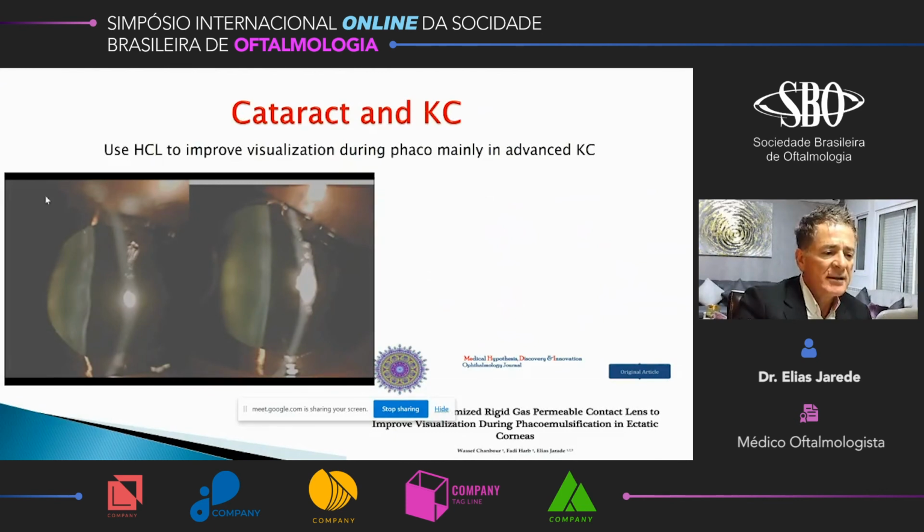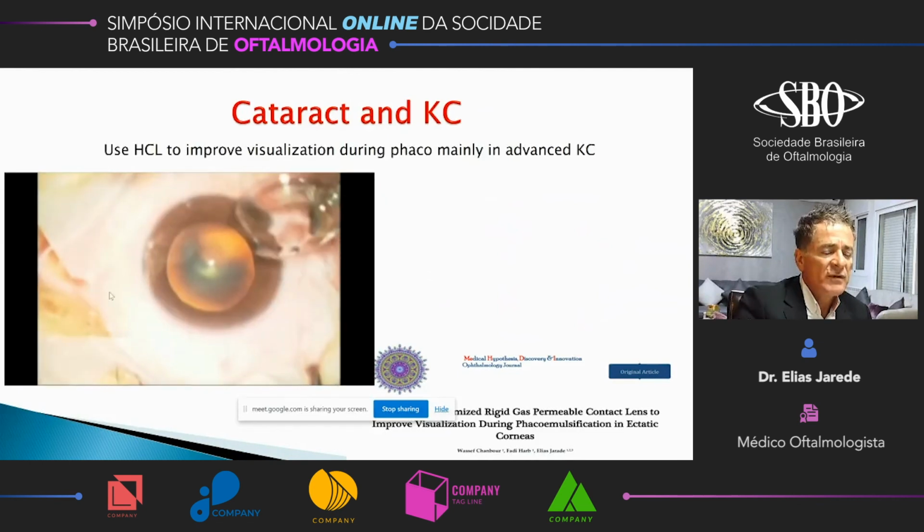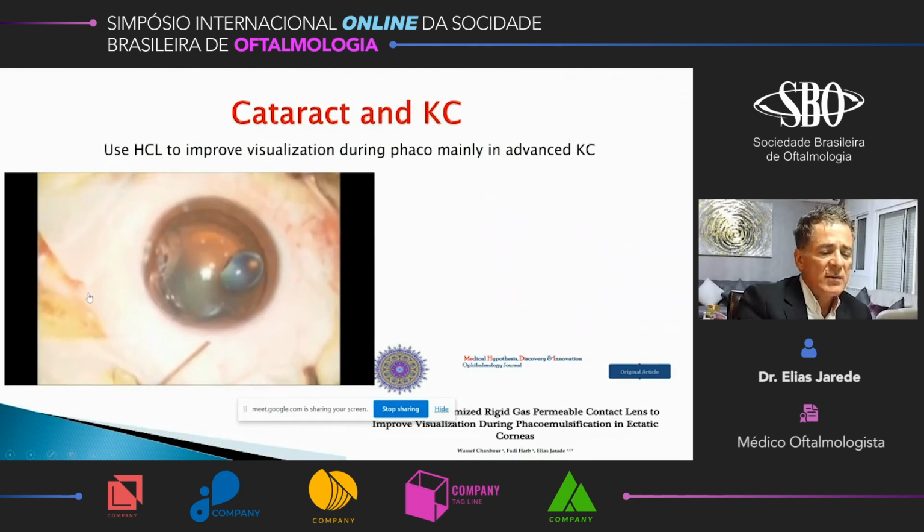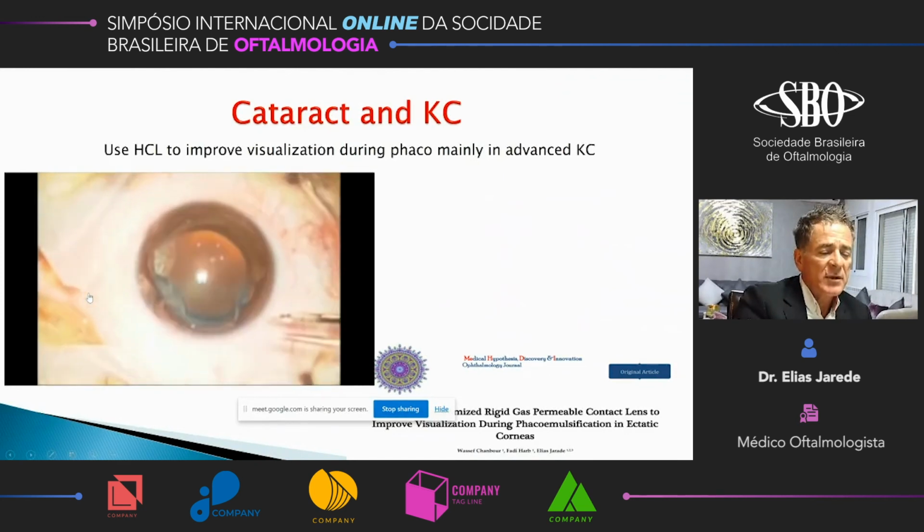Here showing the anterior capsule visualization with a distorted cornea, and after inserting the hard contact lens, it becomes very smooth. Here visualization becomes quite acceptable. Once applying the hard contact lens, I stick it to the cornea by using viscoelastic. Here without the hard contact lens, and here visualization with the hard contact lens.